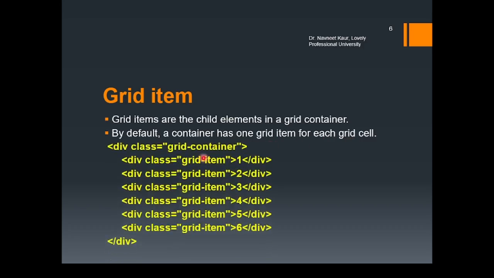Let's take an example. We have the outer structure, that is the grid container, and we are including 6 div tags, that is we need to have 6 items inside the outer structure, inside this container. So we are giving the class as grid item. We can write anything here, but this is just a term that we use in CSS grids. And any content can be written here. You can place a text, you can place an image, but for simplicity, we are simply writing 1, 2, 3, 4, 5, and 6.